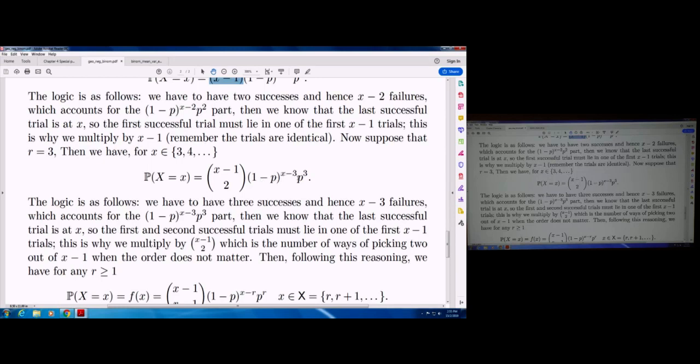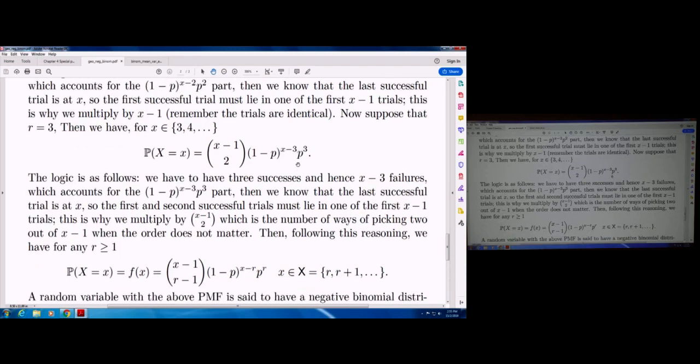Okay, so let's think about this. Obviously, it looks like a horrible monstrosity, but let's try to understand where this came from. So as before, we got p to the power 3 for the successes, and so the number of times we failed is (1 minus p) to the x minus 3. So remember, x is at least 3, so this term makes sense. That's the chance of a particular realization of this. As before, we know that the last Bernoulli trial must be successful, so it's a heads in my example.